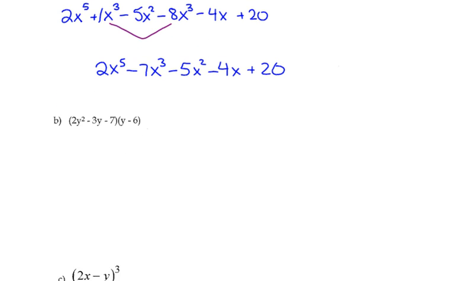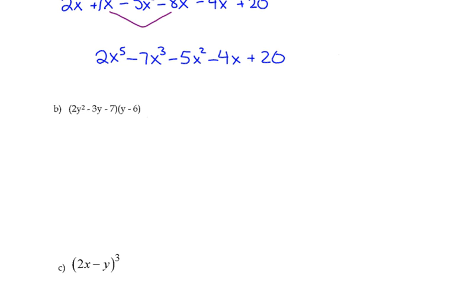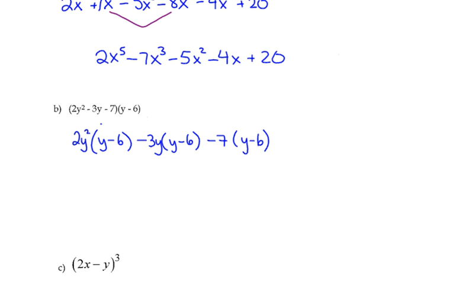Okay. How would you set up b? Okay, so what would it look like first? What's the first thing I'd write? Times y minus 6, and then times y minus 6, and then negative 7 times y minus 6. So the trinomial's first. That's okay. We'll multiply each term in the trinomial by each term in the binomial. Could we have done it another way? Yeah, Maddie?